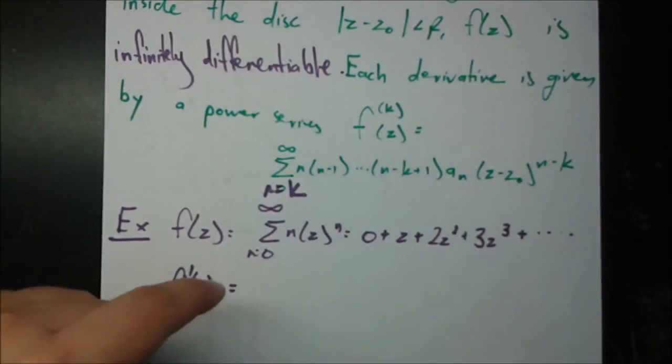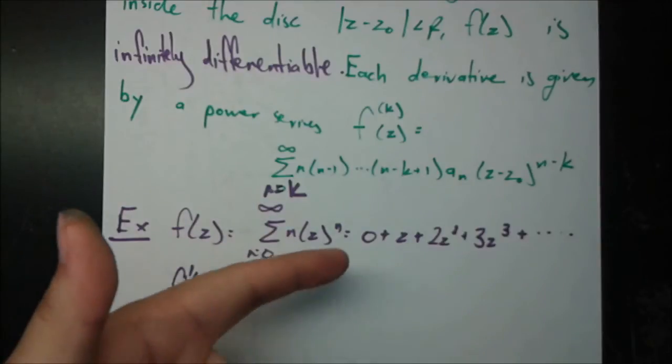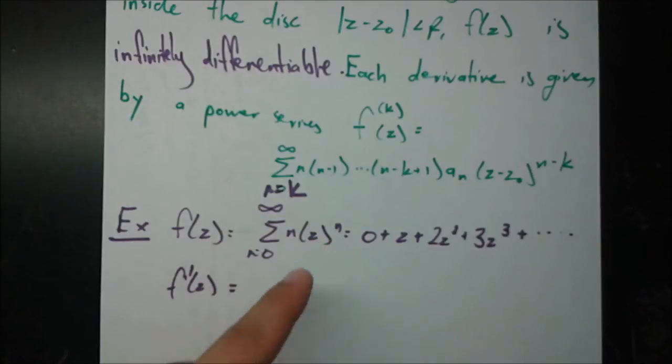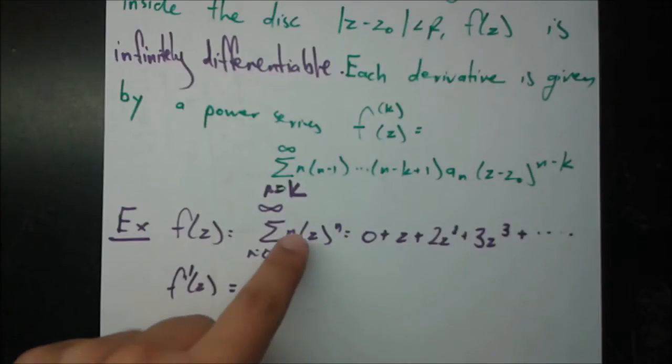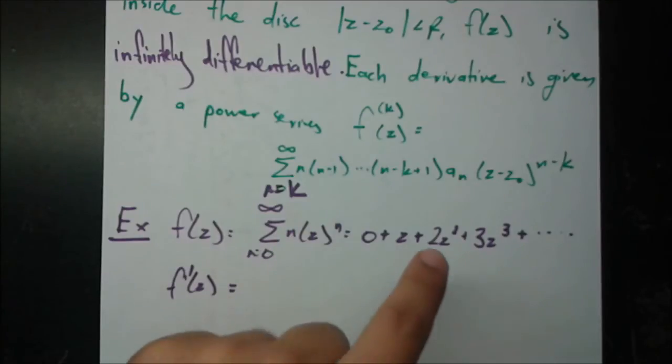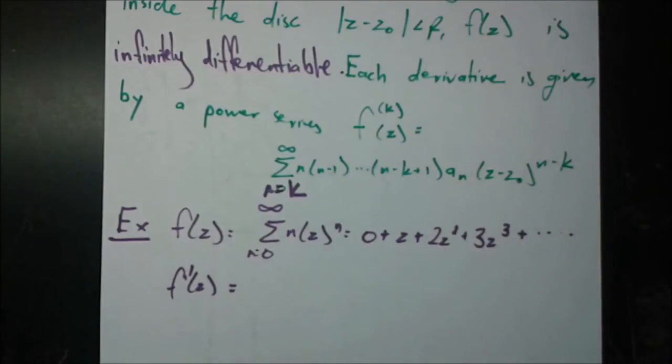We have f of z equals the sum from n equals 0 to infinity of n times z to the power of n. So I've written a few terms out here. The first term would be 0 times z to the power of 0, so it would be 0. Next term would be 1 times z to the power of 1, so it's z. Then it's 2z squared, 3z cubed, and so on. So the exponent and the coefficient, basically they match.